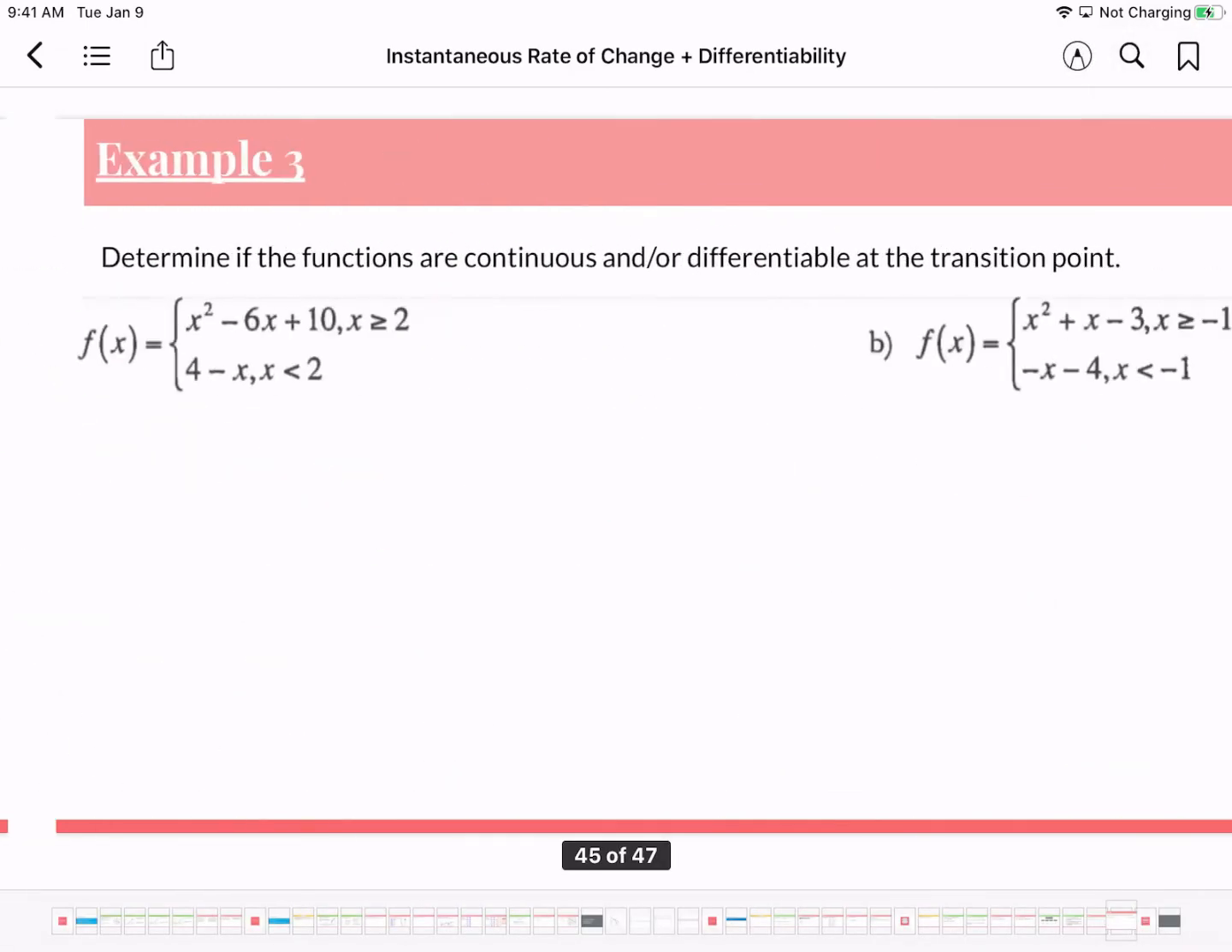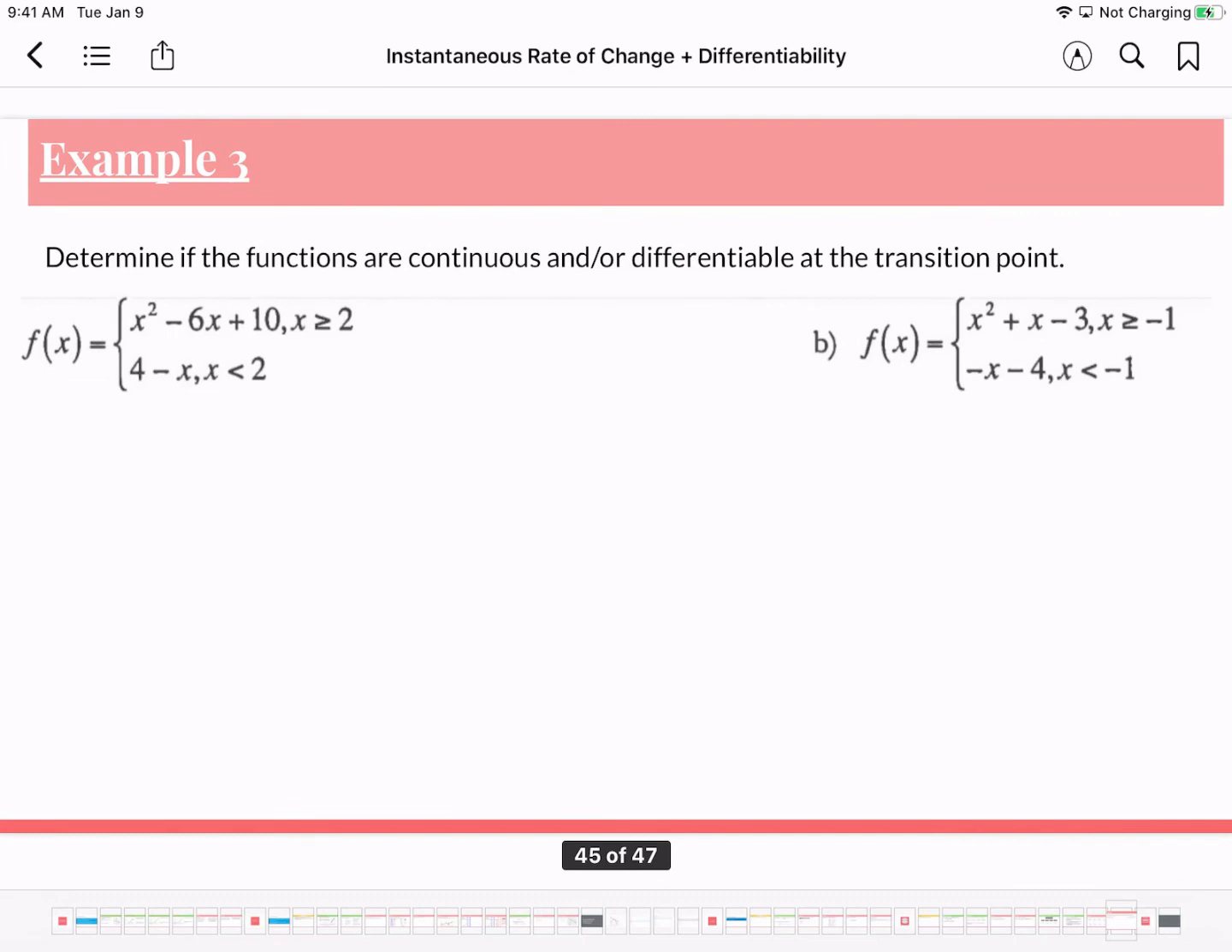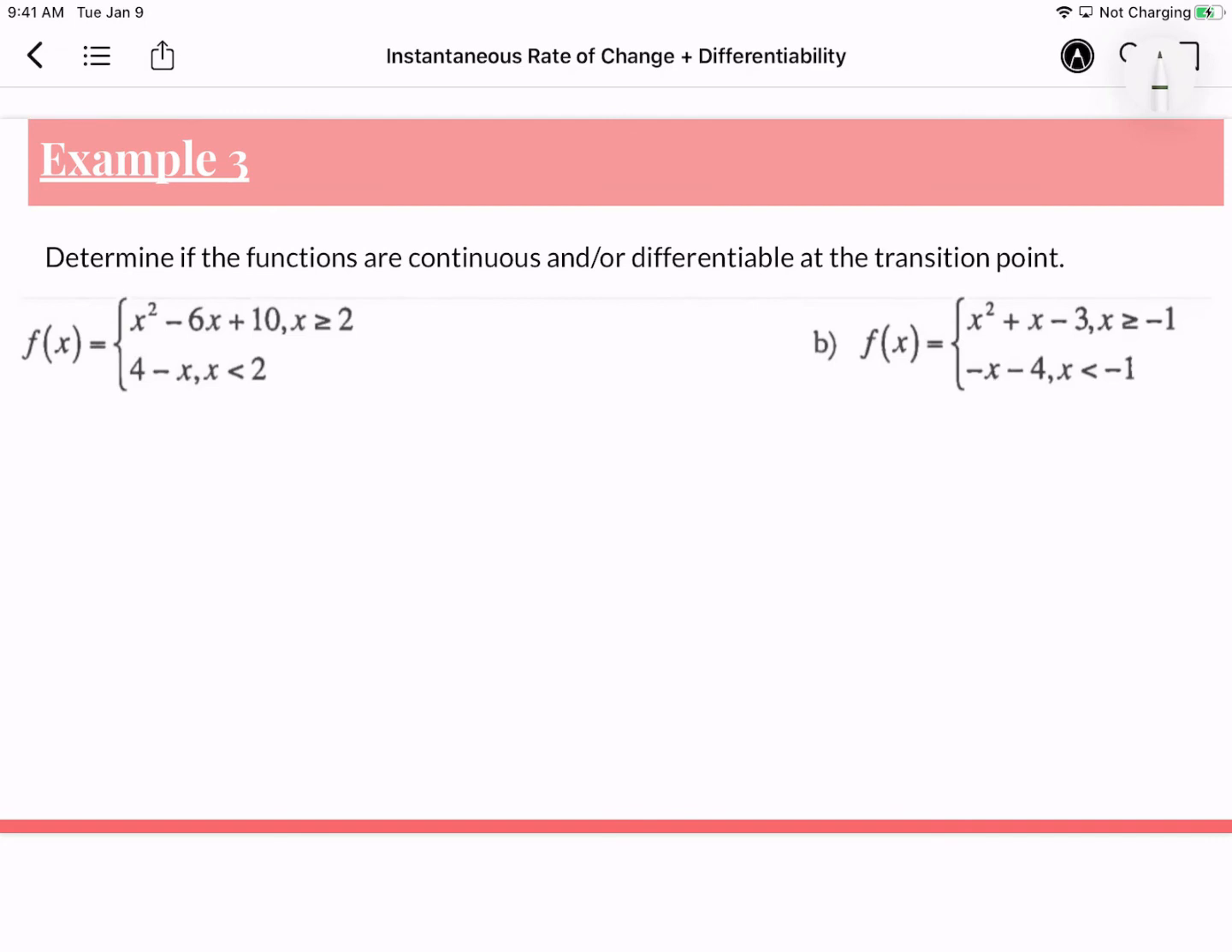Okay, we're going to move on to our final example. Determine if the functions are continuous or differentiable at the transition point. Often this is going to happen on the AP exam, where you have to determine both continuity and differentiability. So we'll start with continuity here.